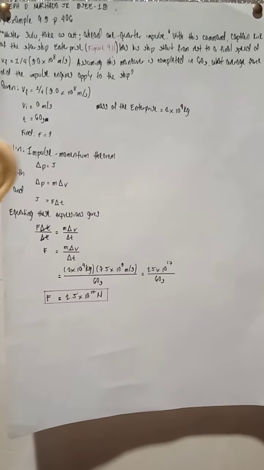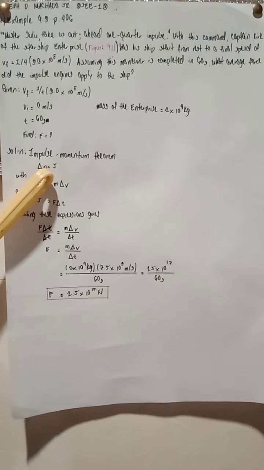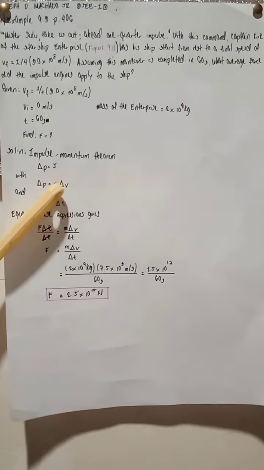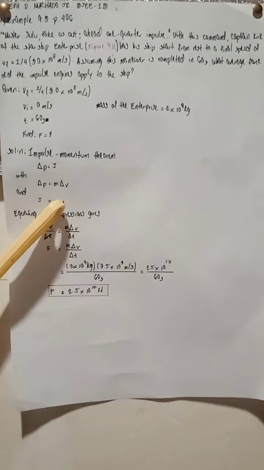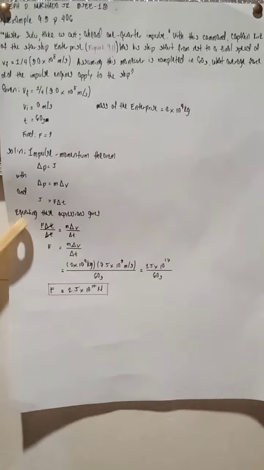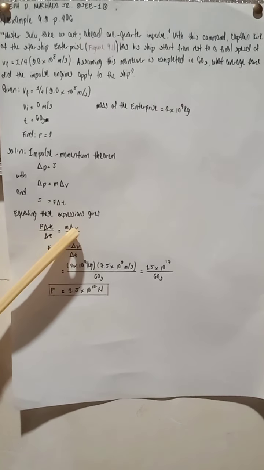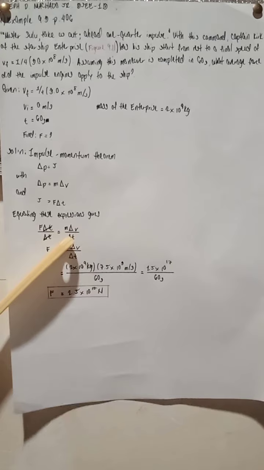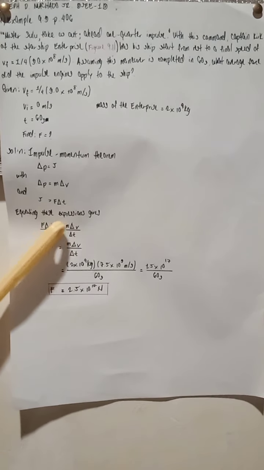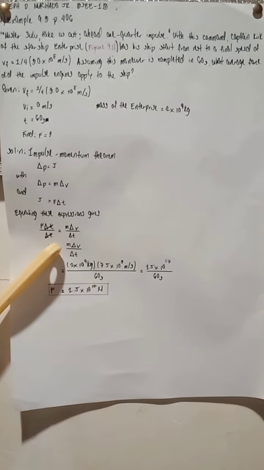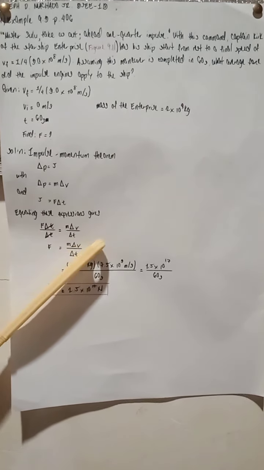Solution. Because this problem involves one direction, the direction of the force applied by the engines, we only need the scalar form of the impulse-momentum theorem, equation 9.7, which is delta P equal to J, with delta P equal to M delta V, and J equal to F delta T. Equating these expressions gives F delta T equals M delta V, so dividing by delta T and crossing out the same delta T, what remains is F, or force, equal to M delta V over delta T.